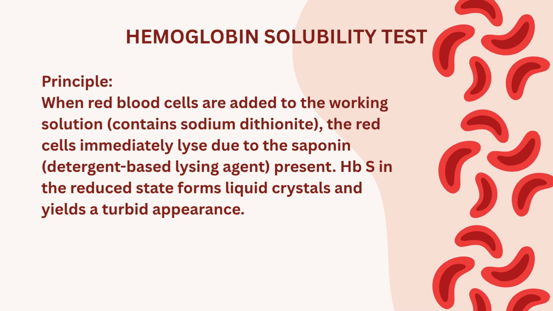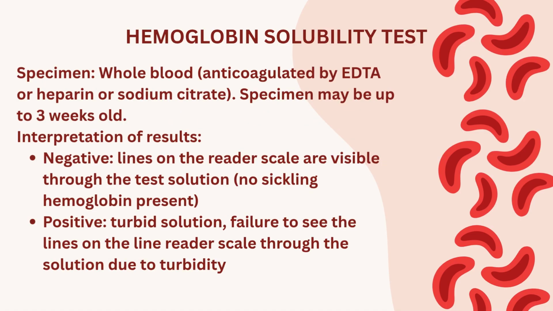Deoxygenated hemoglobin S polymerizes in the solution, which renders it turbid, while solutions containing non-sickling hemoglobin remain clear. So the specimen to be used for this test is whole blood anticoagulated by EDTA, heparin, or sodium citrate. The specimen may be up to 3 weeks old.